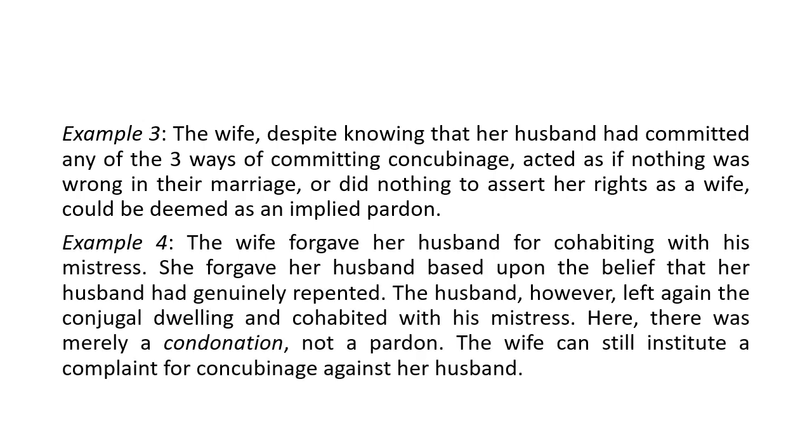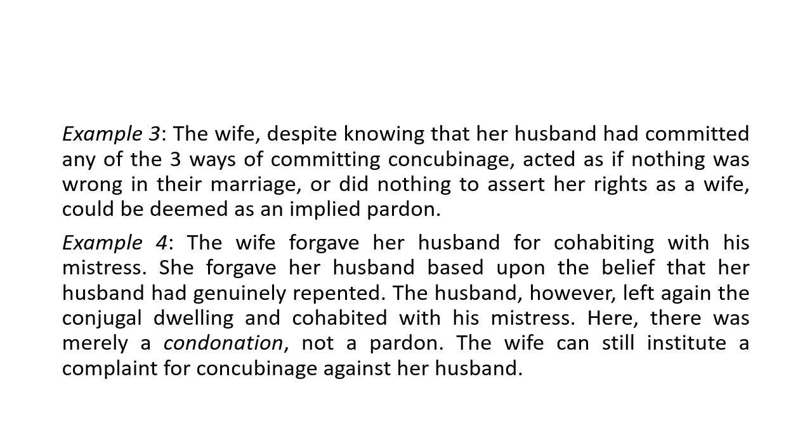Example number 4. The wife forgave her husband for cohabiting with his mistress. She forgave her husband based upon the belief that her husband had genuinely repented. The husband, however, left again the conjugal dwelling and cohabited with his mistress. Here, there was merely a condonation, not a pardon, which means that the wife can still institute a complaint for concubinage against her husband.